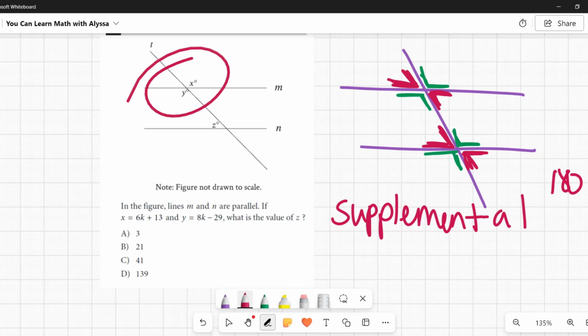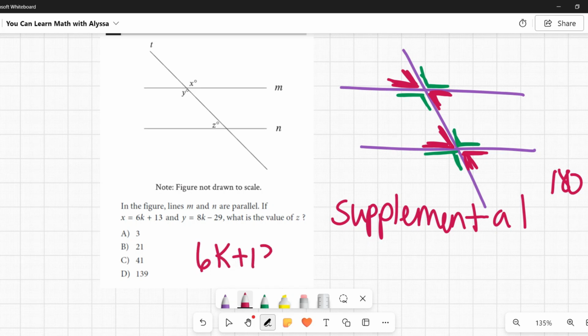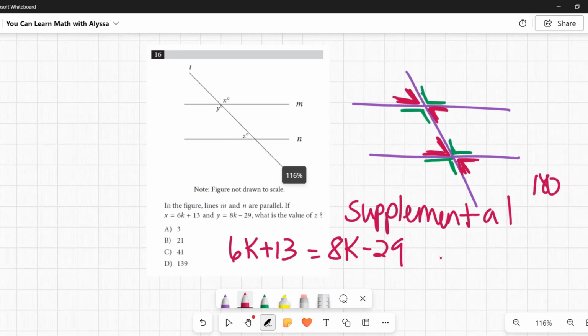Okay, so over here, I have that X and Y. Those are the same. I know that because of what I know about parallel lines, but also just intersecting lines, vertical or opposite angles are going to be congruent. Depends on your book whether they're called vertical angles or opposite angles. I've seen both. So if X is 6k plus 13 and Y is 8k minus 29, they're the same. I can set those equal to each other: 6k plus 13, my X, is equal to 8k minus 29, my Y. And now I've only got one variable and I can solve for it.